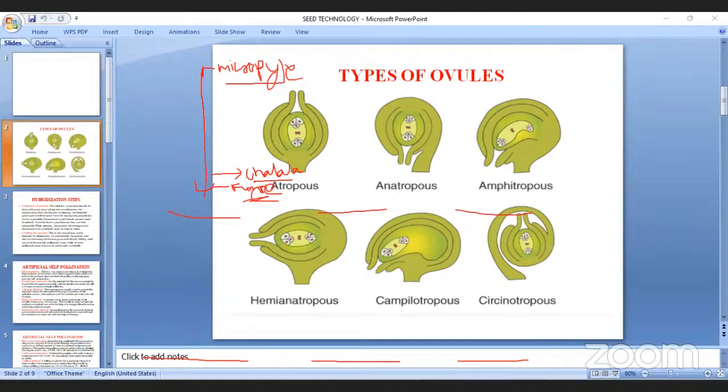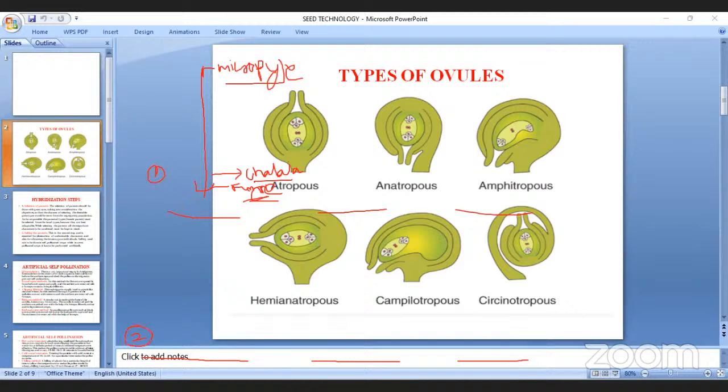So this type of ovule is called orthotropous or heteropous ovule. Examples are betel, piper, and polygonum. They are the best examples. In evolution, this is considered the first one. And the second one is hemianatropous.